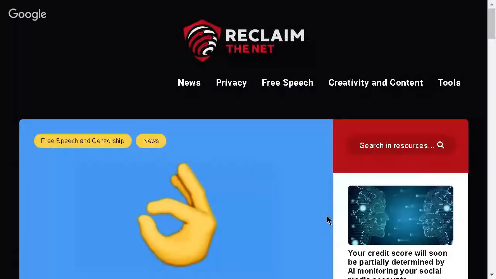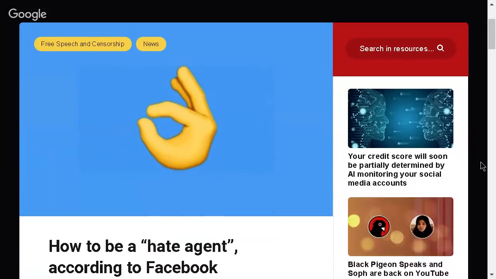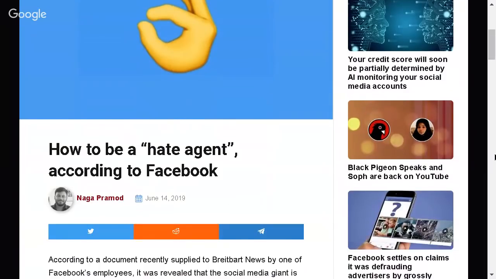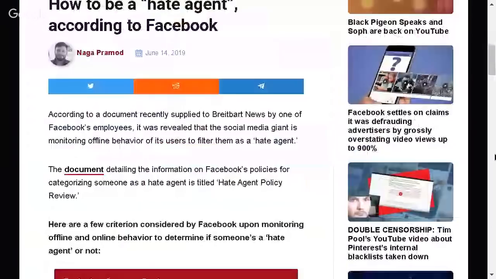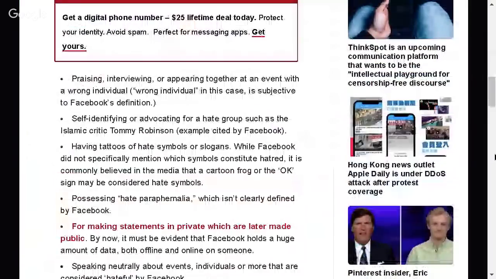Now, we covered this yesterday, but let's do it again. On Reclaim the Net, one of the many entities out there who are preventing big tech from ruining the internet: how to become a hate agent, according to Facebook. Read the article, it's amazing.